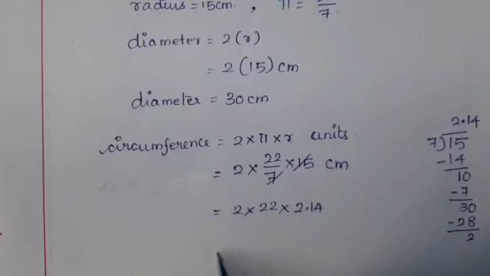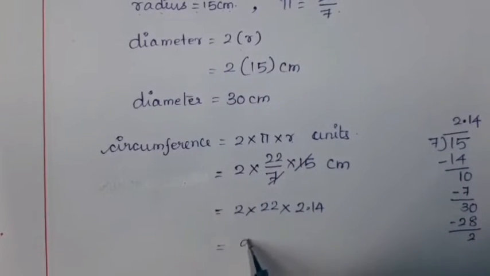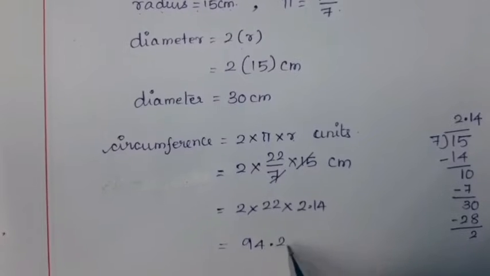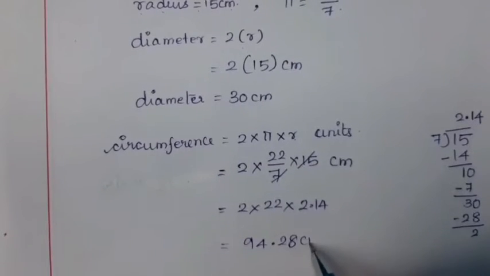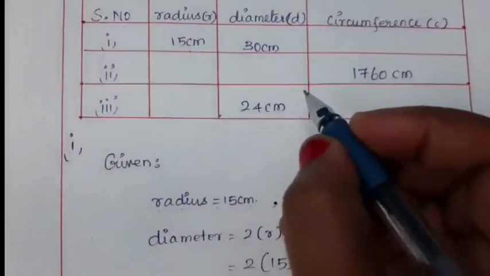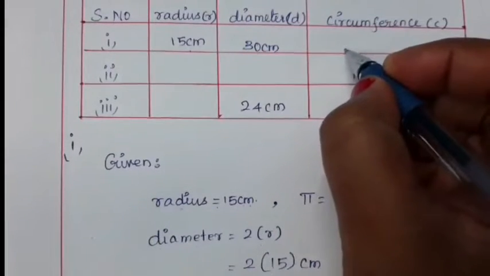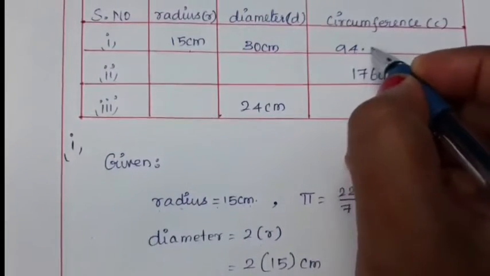By multiplying all these numbers, we get 94.28 centimeter, which is the required value of circumference.